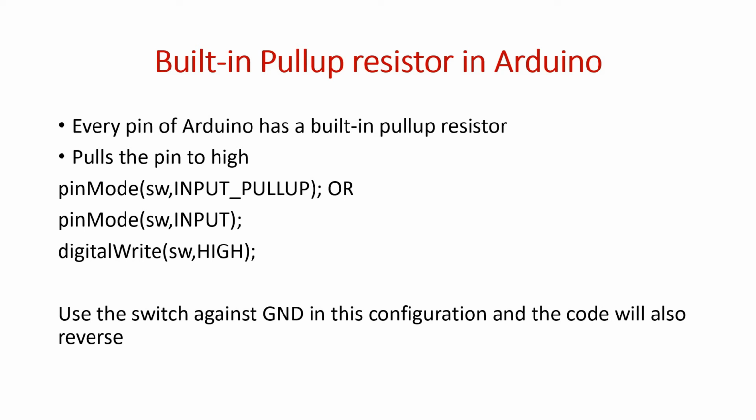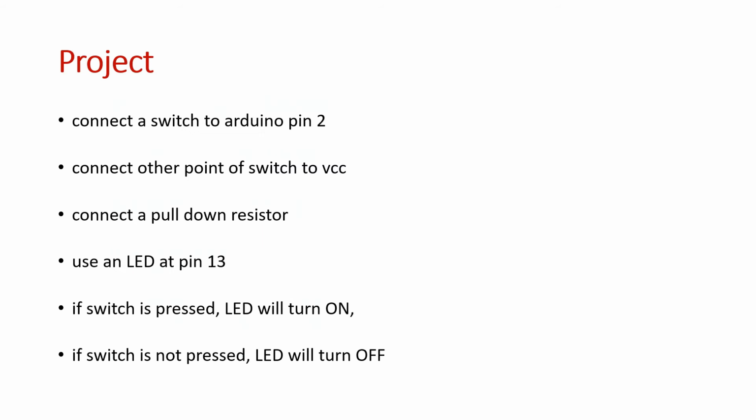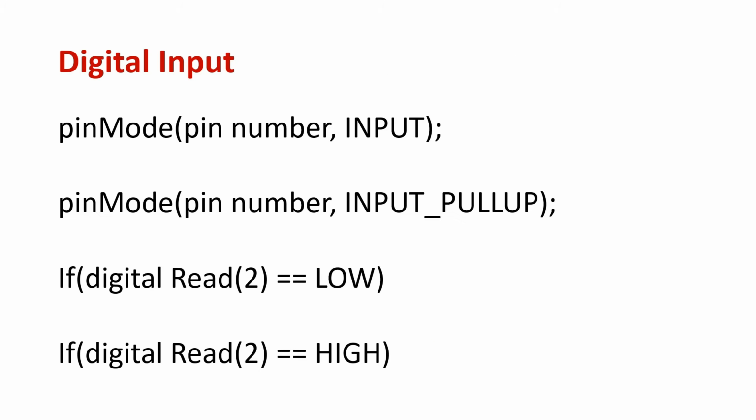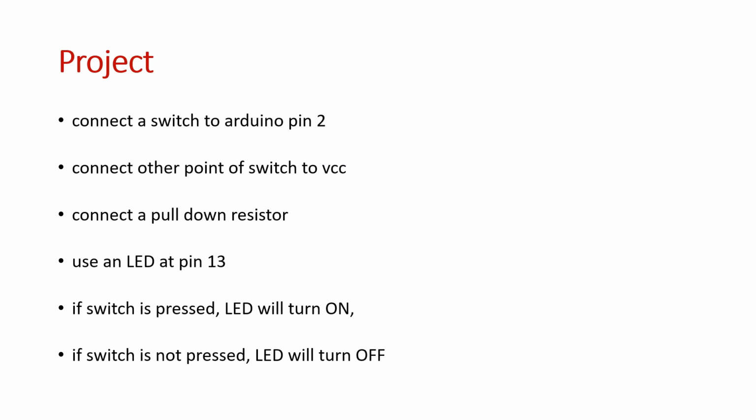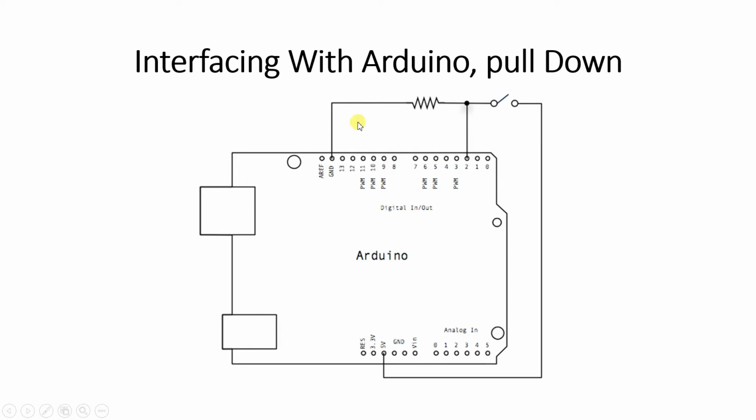Hi there. Now that we have discussed the switches and how to interface them with Arduino, we can interface the switch in Arduino in any way. The most preferable and the simplest way to interface a switch is by connecting it against the ground and enabling the internal pull-up resistor. If you do this, then you don't need to connect this external pull-down resistor.